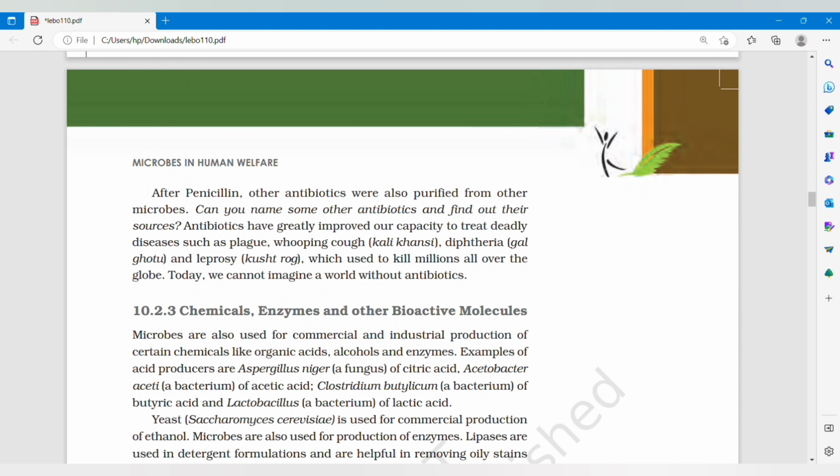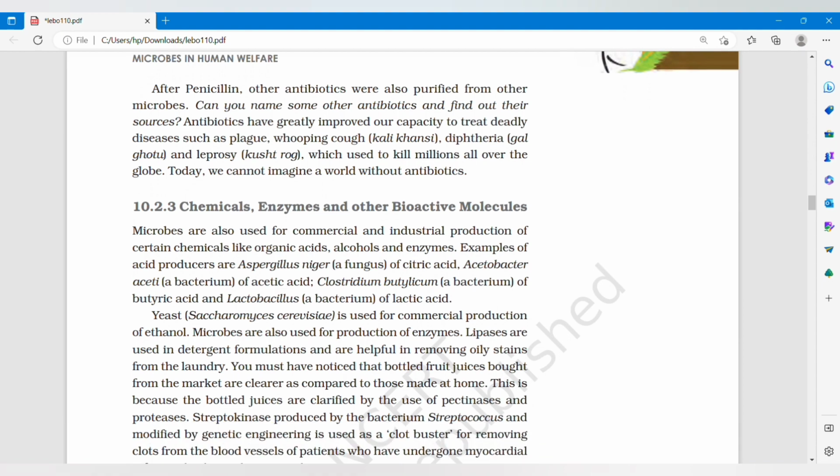Can you name some other antibiotics and find their sources? Antibiotics have greatly improved our capacity to treat deadly diseases such as plague, whooping cough, that is kali khansi, diphtheria, that is galghotu, and leprosy, that is kushtha rog, which used to kill millions all over the globe. Today, we can't imagine a world without antibiotics.